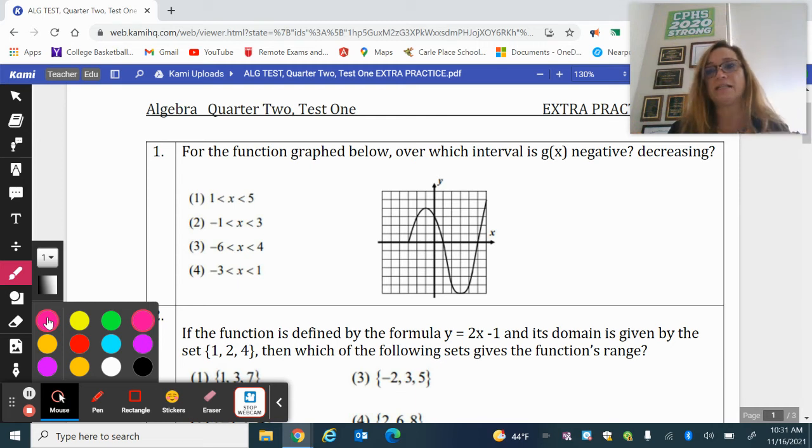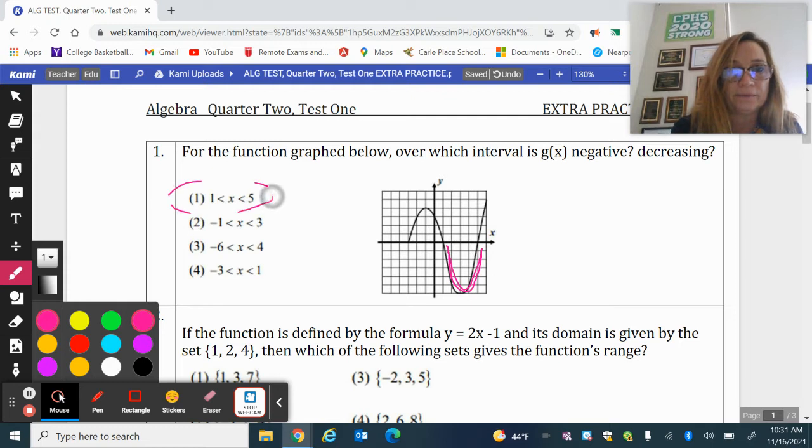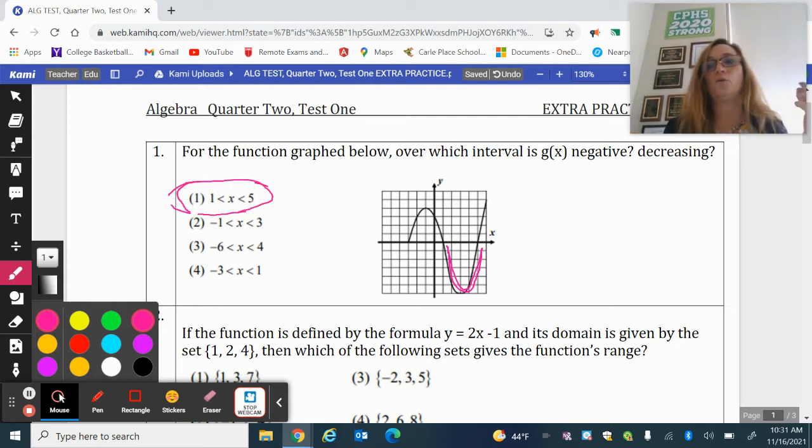So things are negative when they're below the x-axis. So I would say it's negative from here to here, this area right there. So that would be from positive 1 to 1, 2, 3, 4, 5. So that would be choice 1. So you have to know when something is positive above the axes, negative below the axes, increasing going up, rate of change is positive, decreasing going down, rate of change is negative.